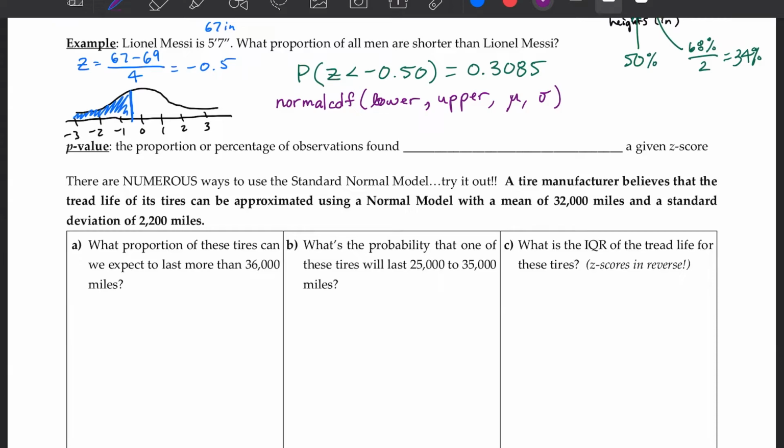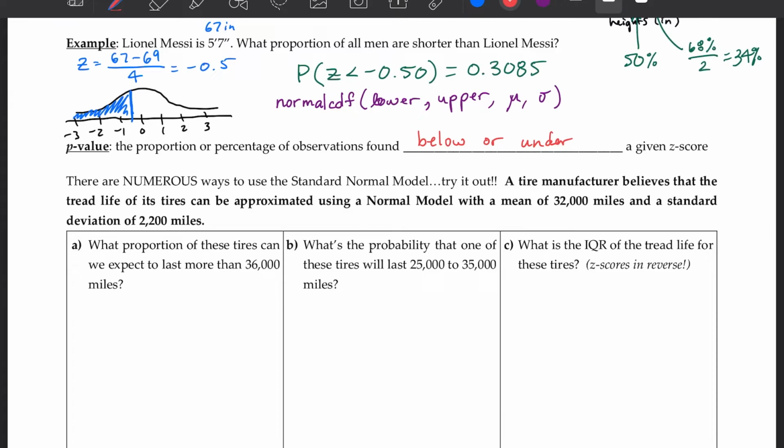So this value that we found, 0.3185, has a special name. It's called a p-value. That's the proportion or percentage of observations that are found below a given z-score. And that will become pretty important to us as we move into thinking about testing hypotheses.